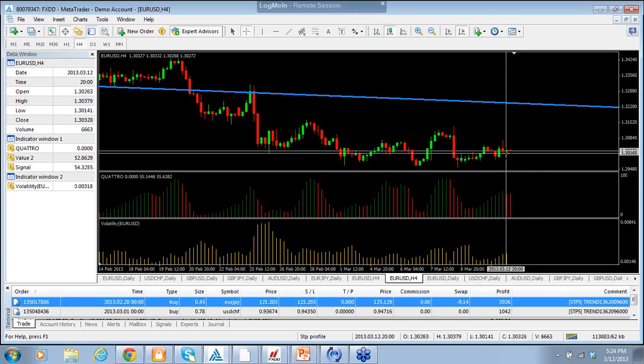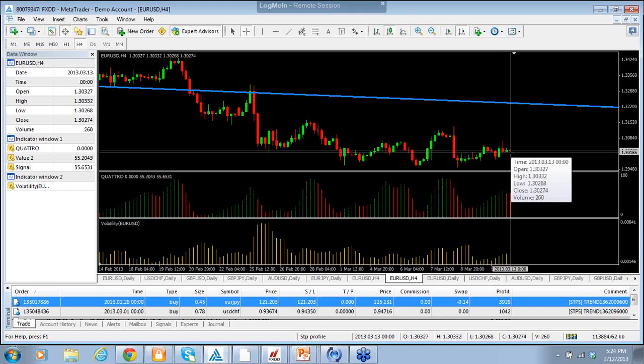So we do have a sell bias, and we are in a sell on the FxEdge Quattro as of right now. So right now, what is it looking for? Basically, we have an entry at 1.3032, a take profit at 1.3001, and a stop loss at 1.3063.